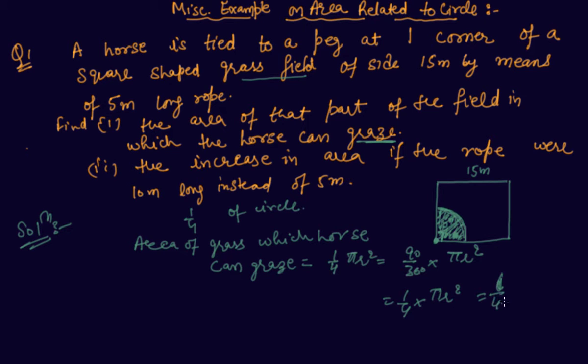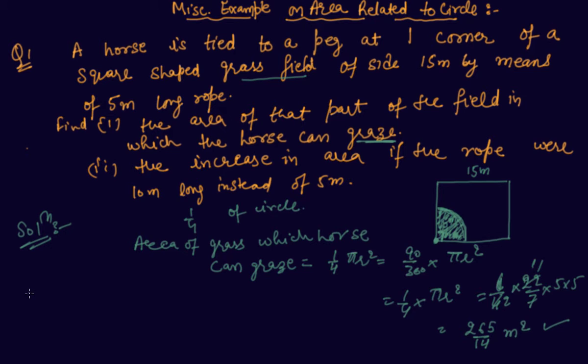So I will write 1 by 4 into 22 by 7 into r, which is 5 into 5. This is 11 by 2. This is coming out to be 275 by 14 meter square. So the area which the horse can graze is coming out to be 275 by 14 meter square.